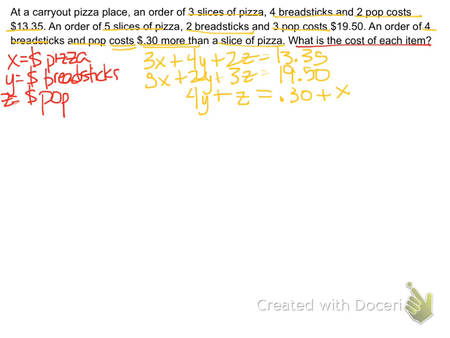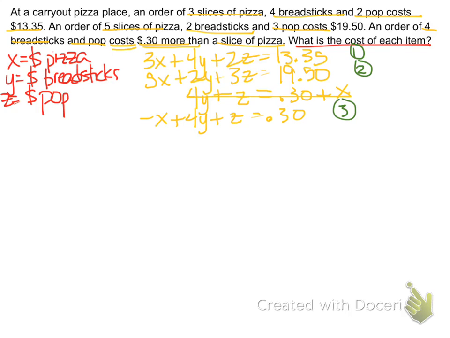And now, just to make this a little bit easier to deal with, we're going to get the x, y, and z all on the same side of the equation, and so we can eliminate that equation that we used to write our system with negative x plus 4y plus z equals 30 cents. Again, numbering our equations, and again, we would need to eliminate one of our variables.